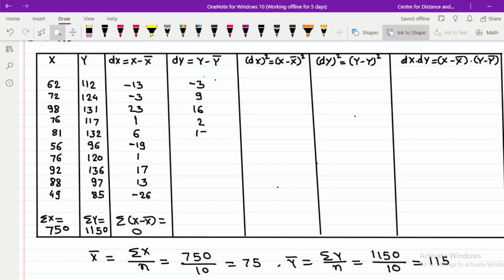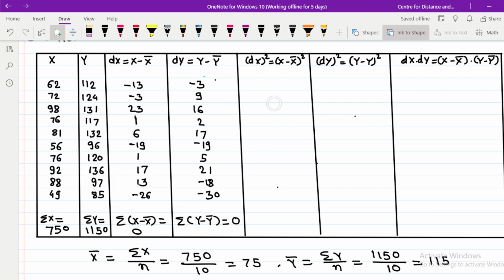Here 2, 17, minus 19, 5, 21, minus 18, minus 30. In this row, we calculate summation y minus y bar, which is equal to minus 3 plus 9 plus 16 plus 2 plus 17 plus in bracket minus 19 plus 5 plus 21 plus in bracket minus 18 plus in bracket minus 30, which gives 0. That is, summation y minus y bar is equal to 0.